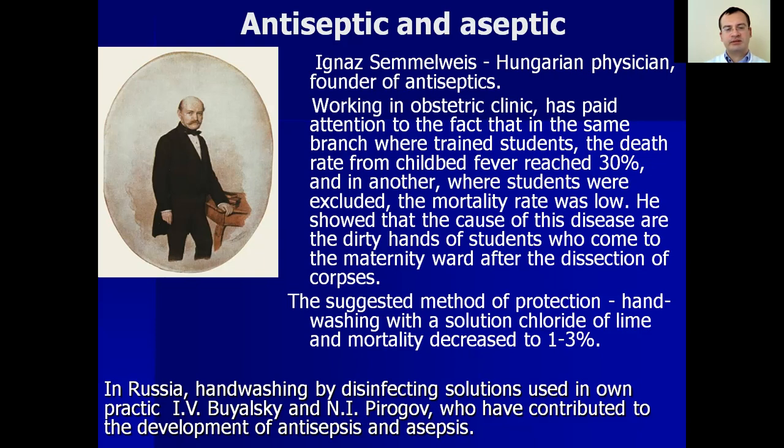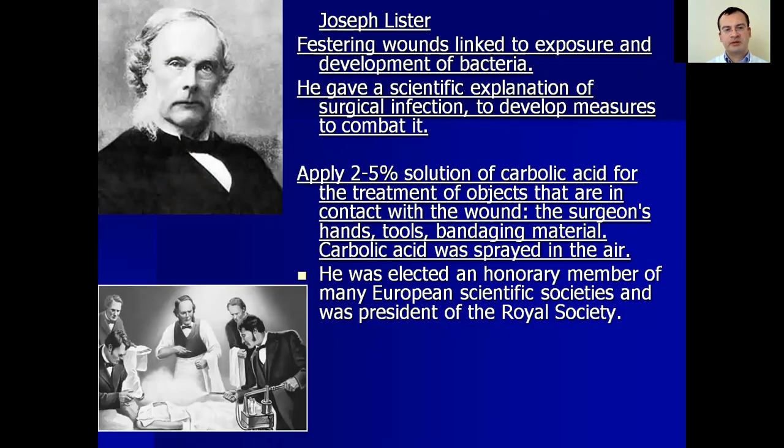So he suggested a method of protection, hand washing with a solution of chloride of lime, and mortality decreased to 1 to 3%. Joseph Lister. He gave a scientific explanation of surgical infections and developed measures to combat them.